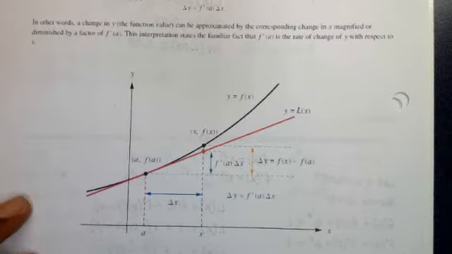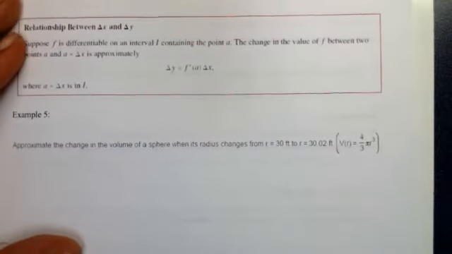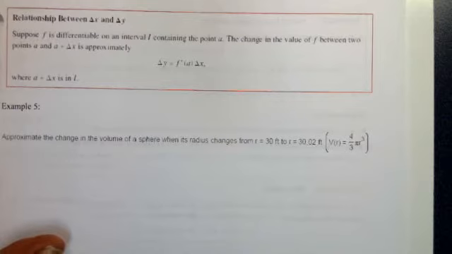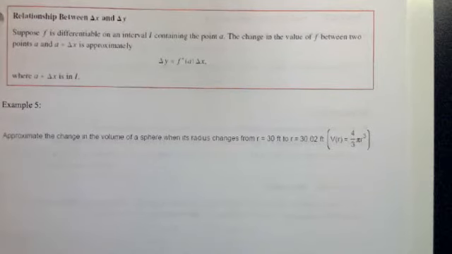Okay. Now, on the next page is the relationship between delta x and delta y. So let's say that f of x is differentiable on the interval I containing the point a. The change in the value of f between 2 points a and a plus delta x is approximately this. The change in y is approximately equal to f prime of a times delta x. All right, so we're going to be using that to do a couple of examples that are related to the change in x and the change in y.